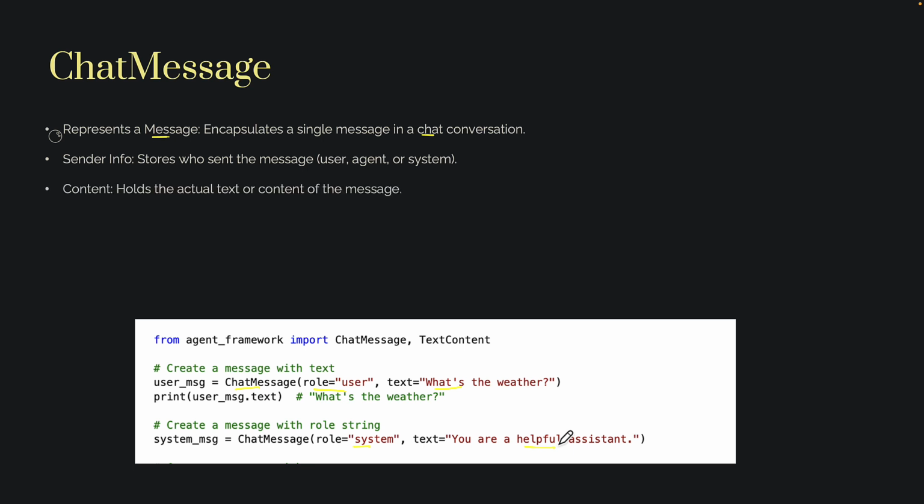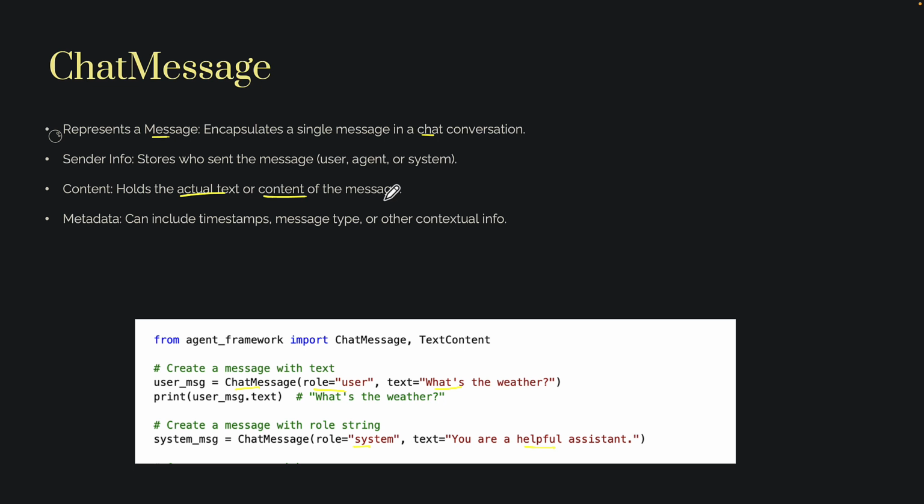Then we talk about the content. It holds the actual text. Very important, guys. It holds the actual text or the content of the message. So obviously a message will have some content or text. This is the main message text. So if we are, let's say, again saying, what is Azure AI? That sentence is the content of the chat message.